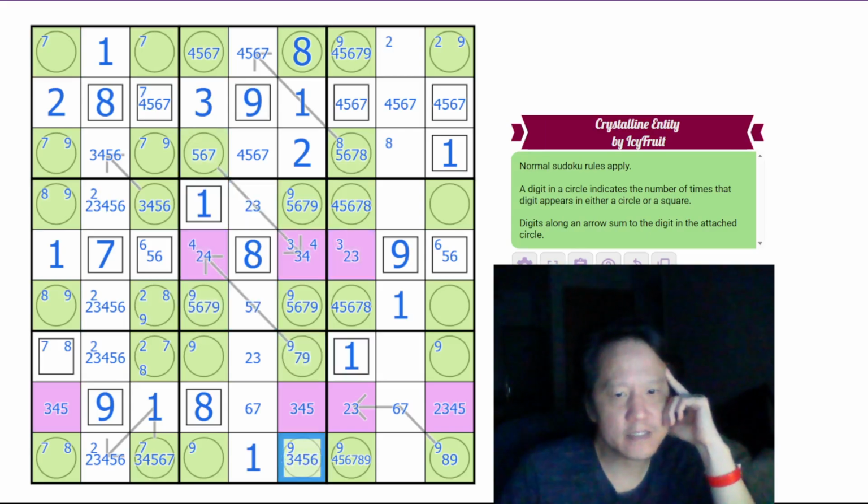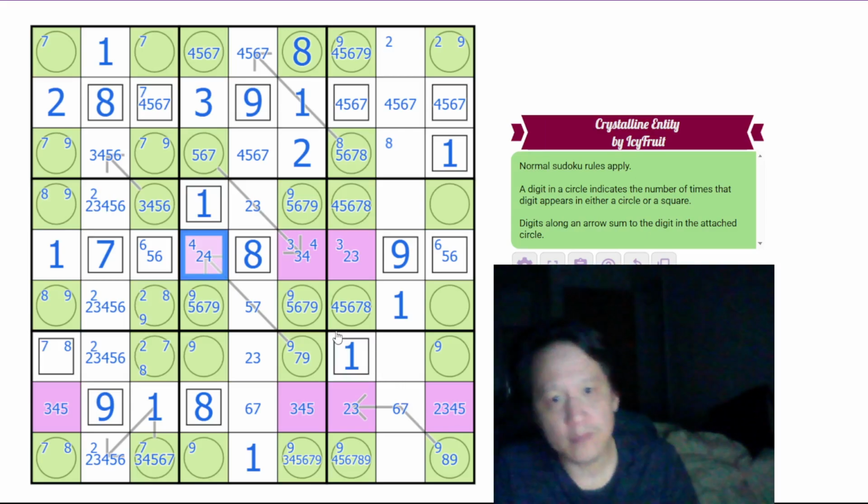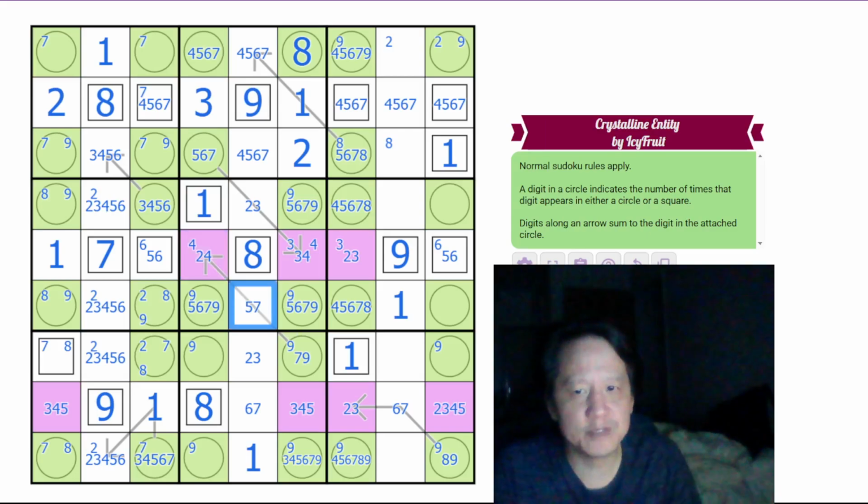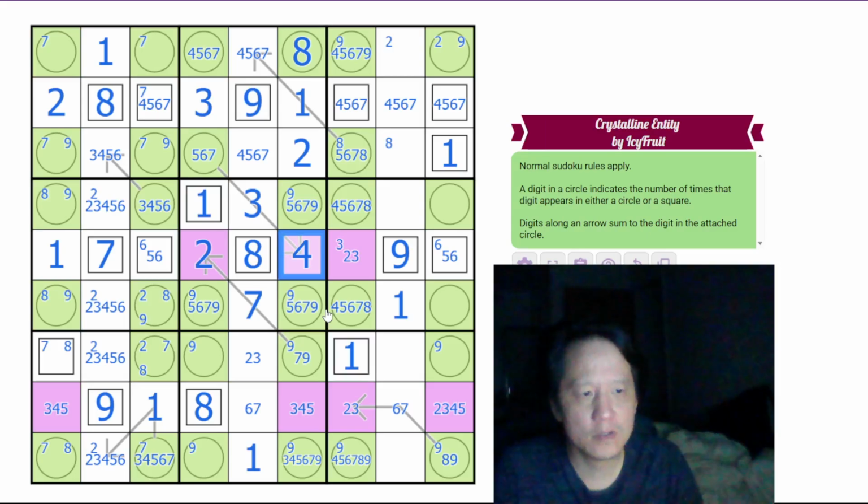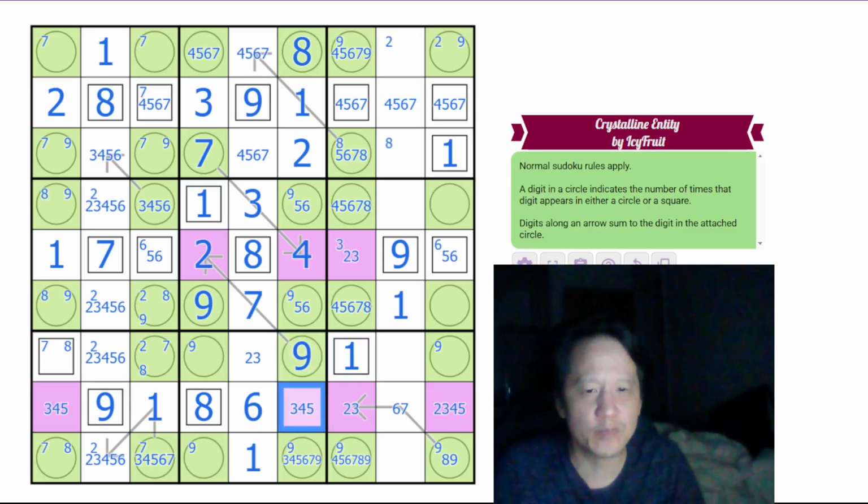Okay, let's see. No, we want those. Okay. What happens if this is 7? If this is 7, this is 2. This becomes 3 and 4. Therefore, this would be 7. This would be 9. This would be 6. 9 would have to be here. This would be a 5, 6 pair, which eliminates 5 and 4 from here.